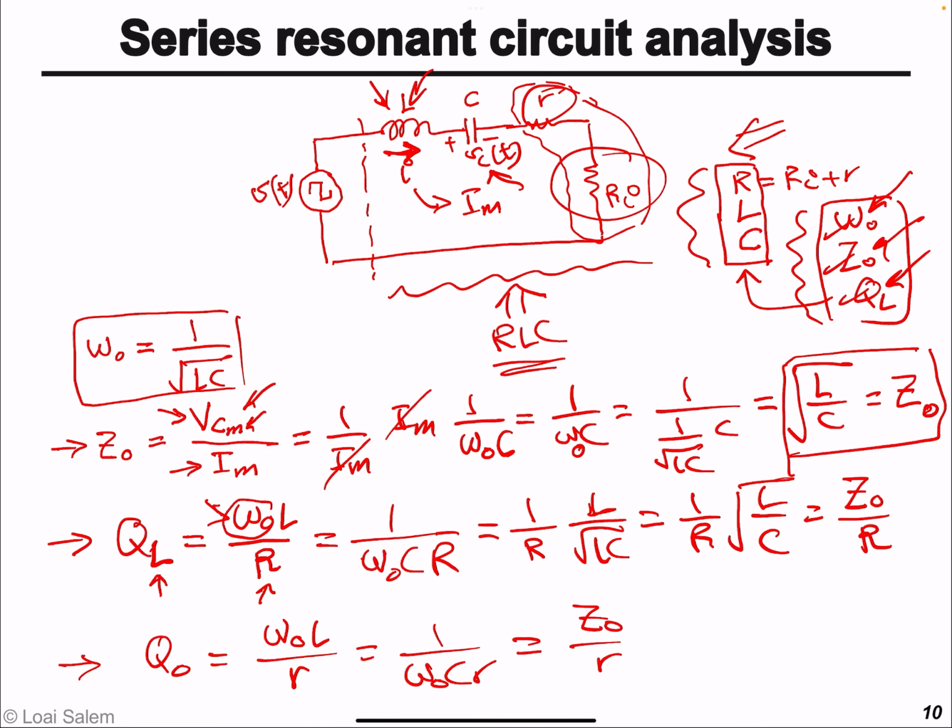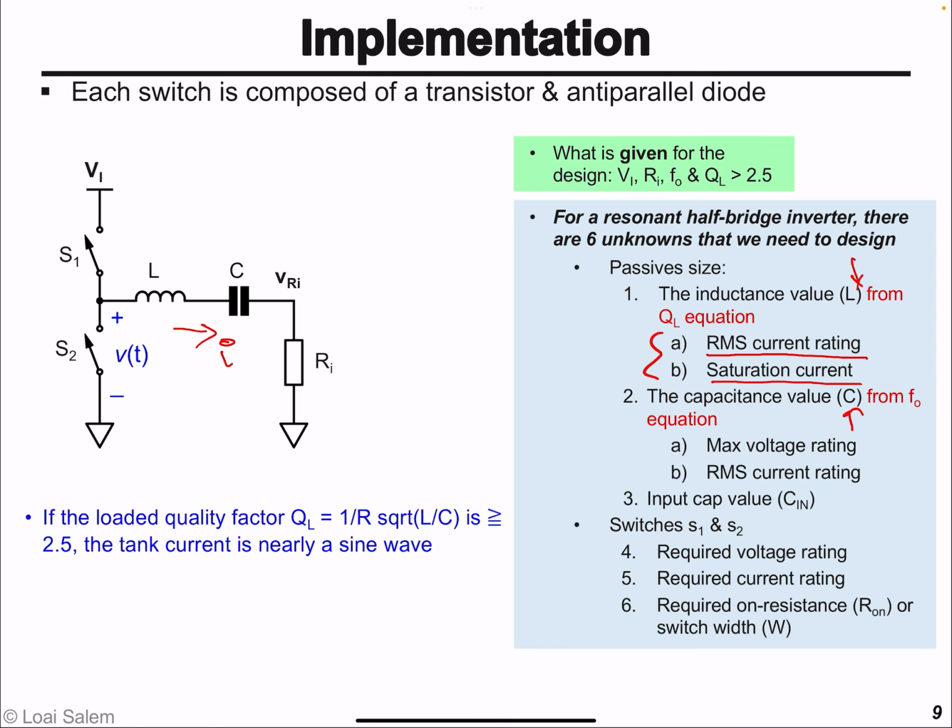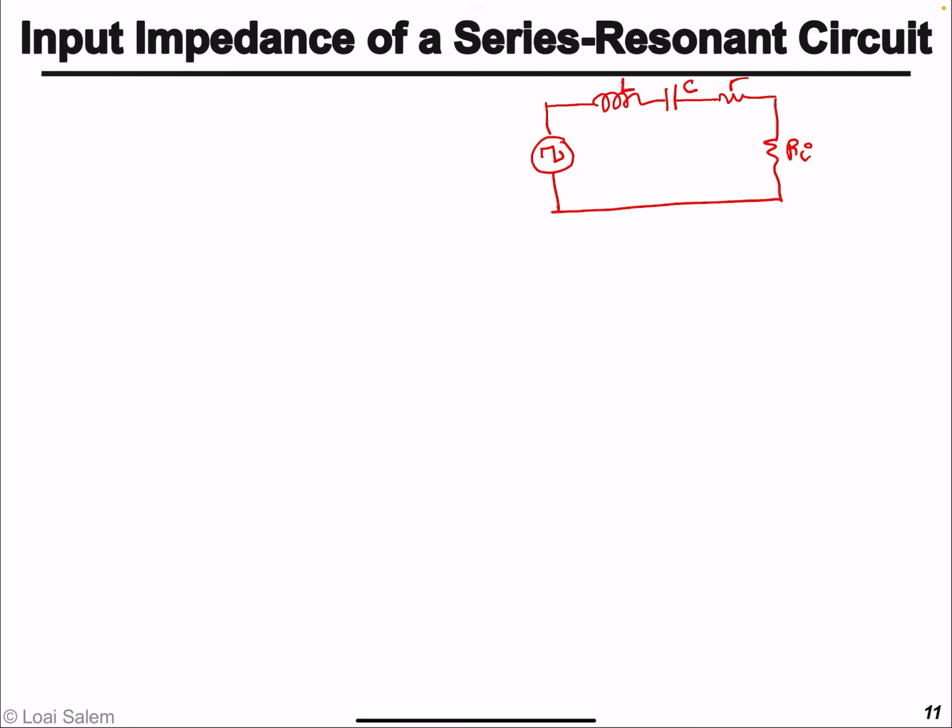Now, to find the RMS current rating for the inductor as well as the saturation current, as well as the RMS current for the capacitor, we need to find an expression for the current I in the RLC circuit. To find it, all we need to do is find the equivalent impedance of the RLC circuit, and then by dividing the fundamental component of the voltage by Z, we can find the sinusoidal current in the RLC circuit.